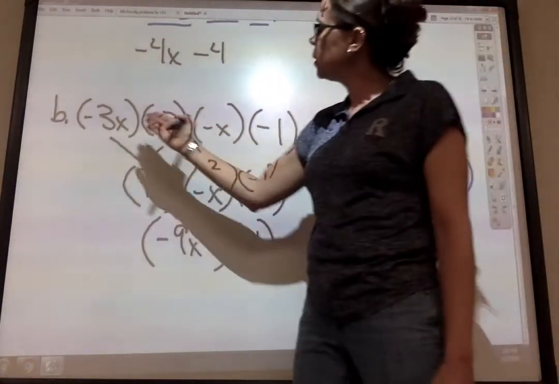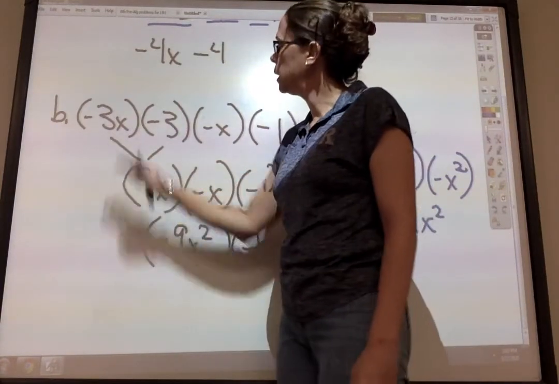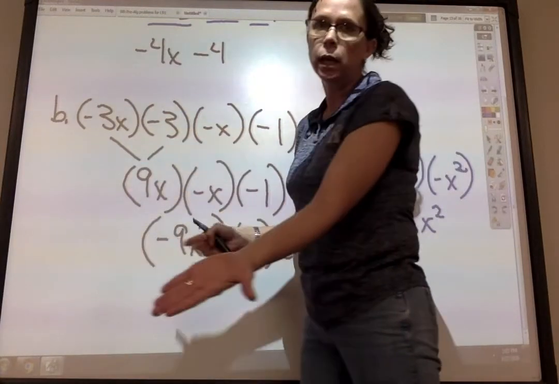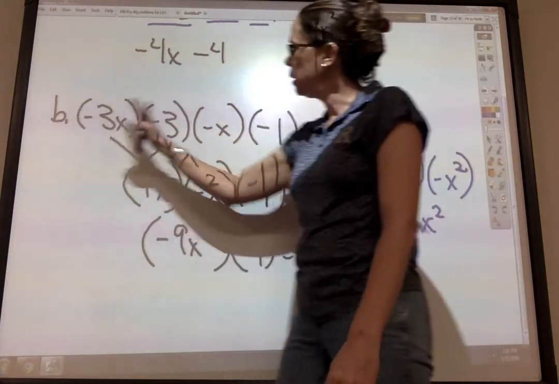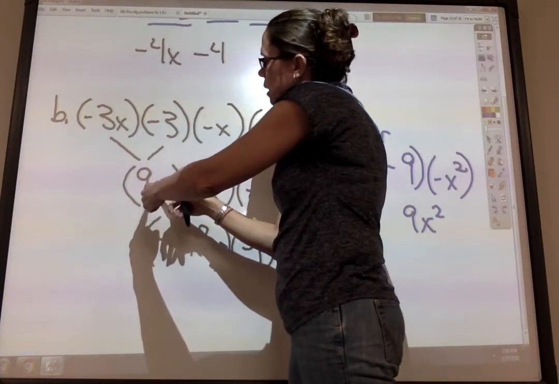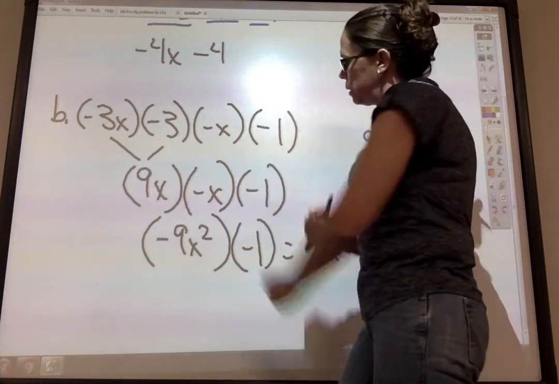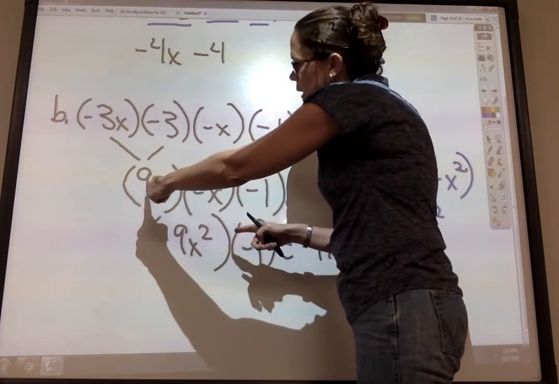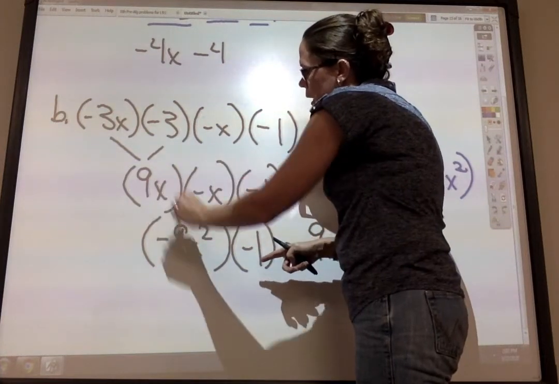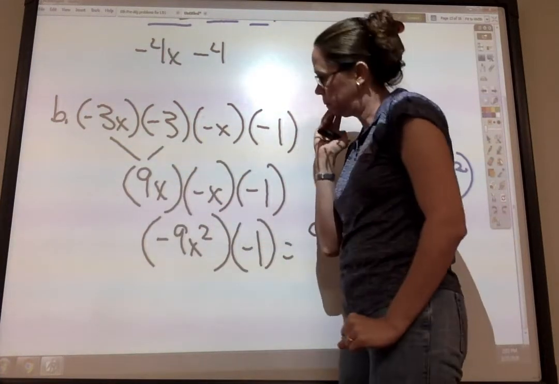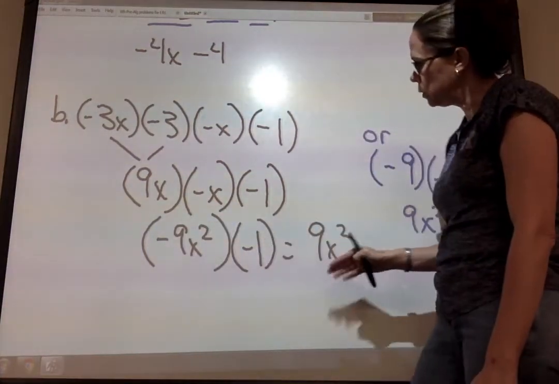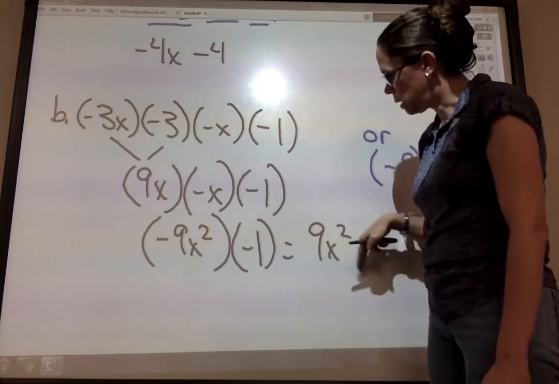The next one, they want us to multiply all these terms together, okay? Negative 3x times negative 3 times negative x times negative 1. So I could have looked at it as, okay, I'm going to multiply from left to right. Negative 3x times negative 3 gives me a negative 9x, and then I just rewrote everything. Then I multiply negative 9x times negative x. A positive times a negative gives me a negative 9, and x times x is x squared. Then I multiply it times my negative 1. Negative times negative is positive. 9 times 1 is 9. And then I have my x squared.